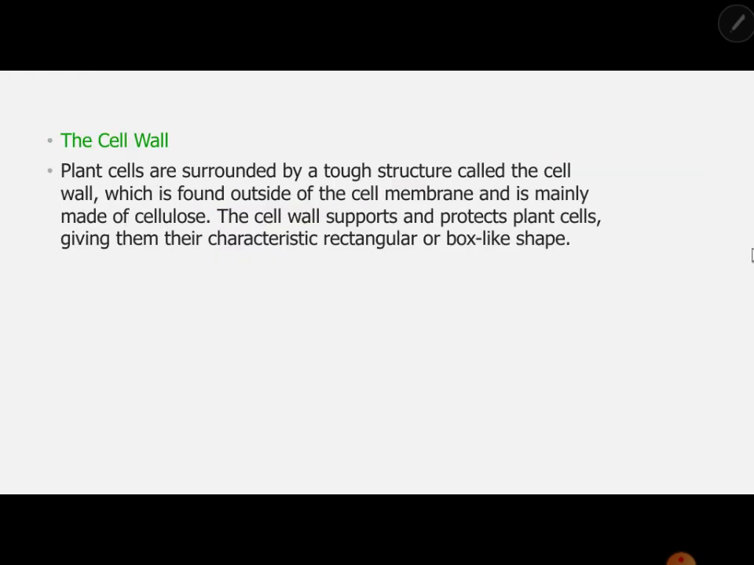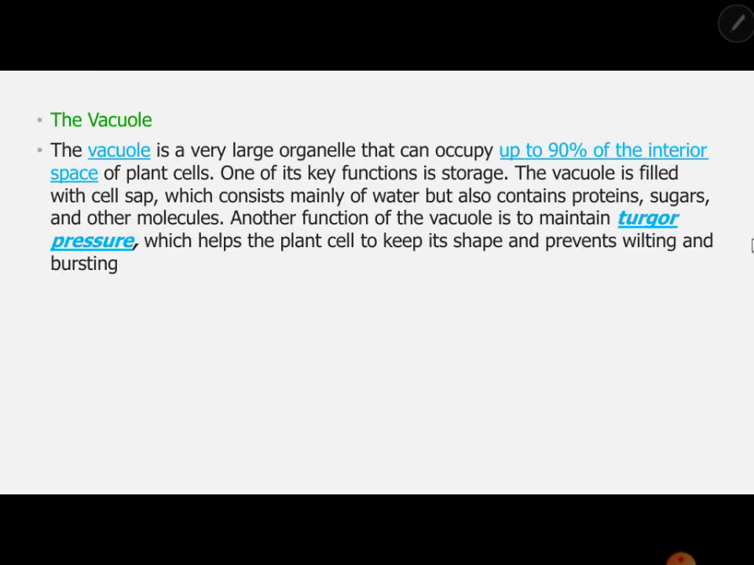Remember I talked about the cell wall, which is only found in plant cells. Plant cells are surrounded by a tough structure called the cell wall, which is found outside of the cell membrane, and it's mainly made of cellulose. The cell wall supports, that's one function. It also protects plant cells, and gives them their characteristic rectangular or box-like shape. So it is also responsible for the shape of the plant cell.